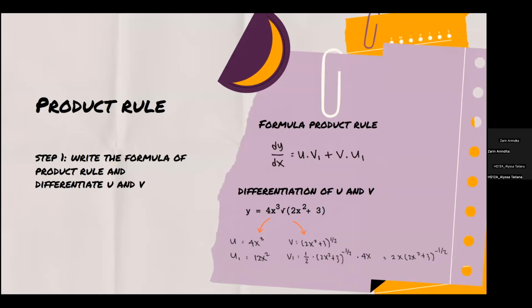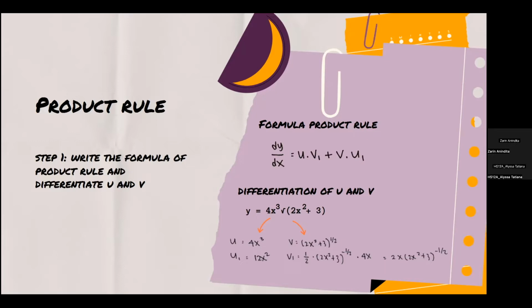So first, you need to divide the question into two parts, u and v. After you divide, you can start differentiating. So u is 4x cubed and u prime is 12x squared. And to get that, you have to multiply the coefficient, which is 4, with the power which is 3, and you will get the result of 12. And to get the power of 2, you just need to subtract 3 with 1, and you get 2.